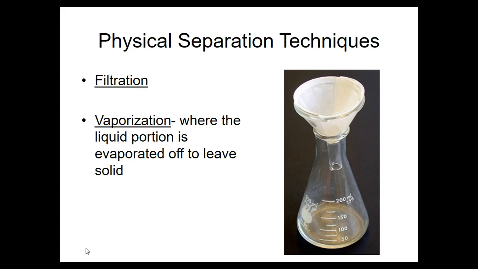So there are different ways we could separate mixtures. Some of these are defined in the book, and I'm assuming that you are very familiar with them. For example, filtration. If you have a coffee maker at home, you have a filter on that, so everyone should know how that works. Vaporization is where you evaporate the liquid portion and leave the solid behind. So if you had salt water, that would be a way to separate your salt from the water to recover the salt.